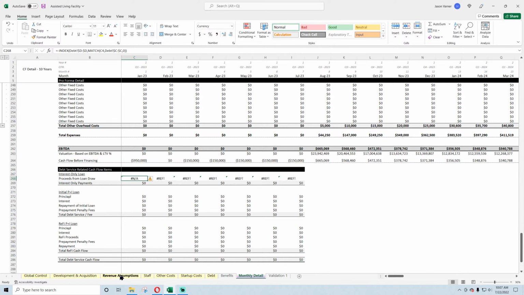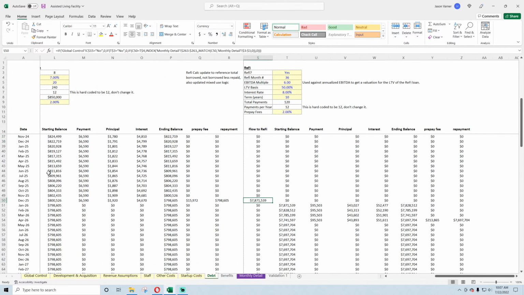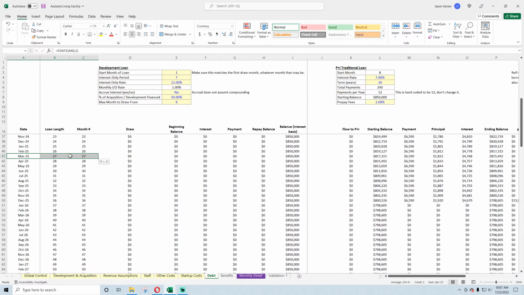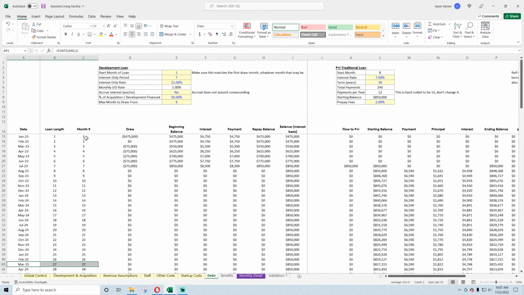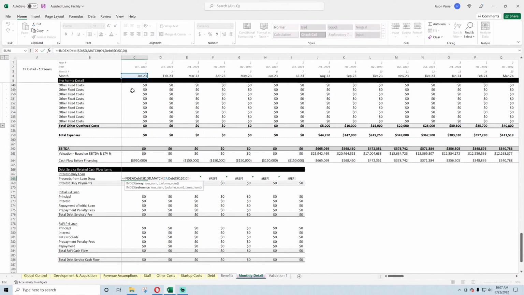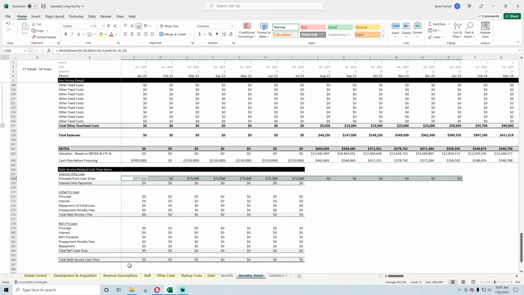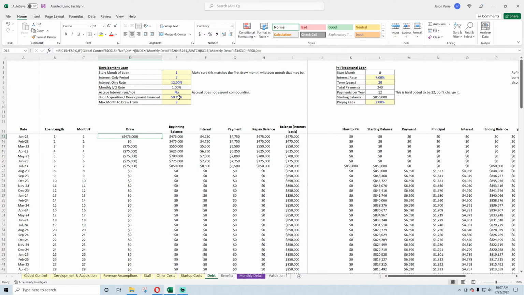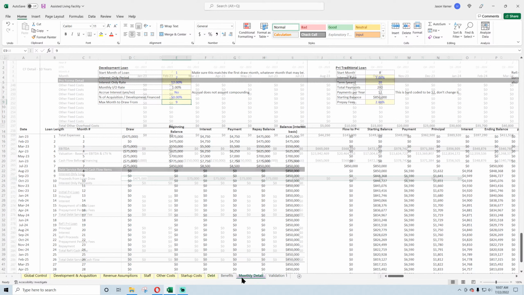Oh wait. So match debt D if C4 matches C. Oh, no, this is month number. So I want to go with C3 here. And there's proceeds. So there's all my proceeds. Remember I'm doing 50% of the expected development and acquisition costs are being financed up to month 9.